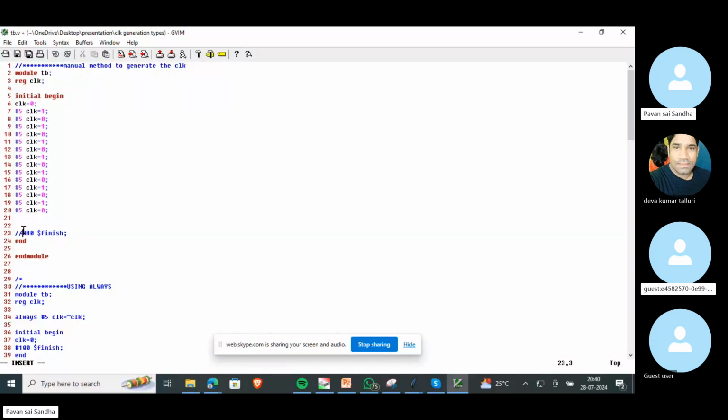And we can end the simulation at 80 nanoseconds. It won't be exactly 80 nanoseconds; it will add everything and the sum will be 80 nanoseconds, because we are using it inside the begin and end block. If we use it separately in the initial and begin and end block, it will end at 80 nanoseconds. So I am running the code.